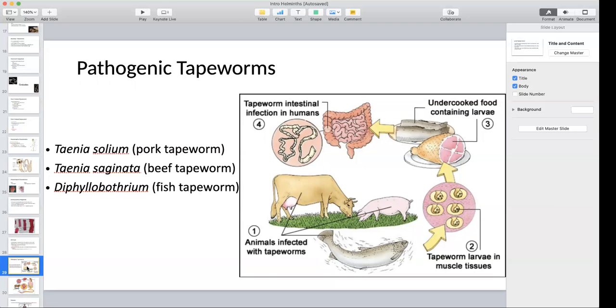This tapeworm is transmitted to humans during consumption or ingestion of undercooked infected meat. These meats are infected with larvae. This is why it's so important to cook your foods, especially meats, to a proper internal temperature, which helps to kill any potential pathogens that may be present.